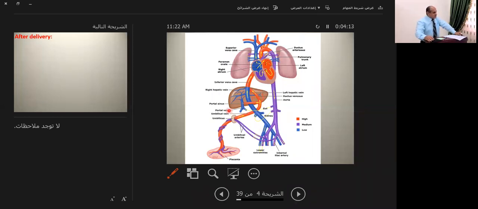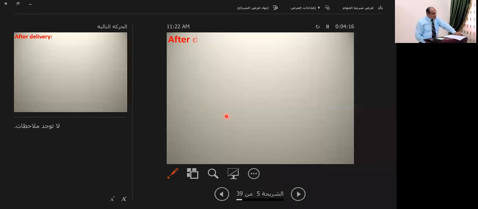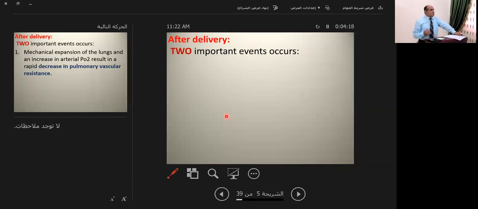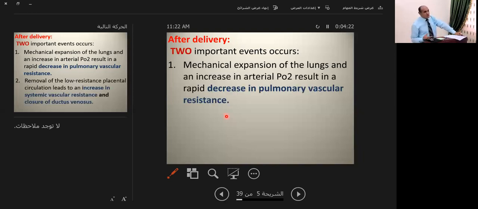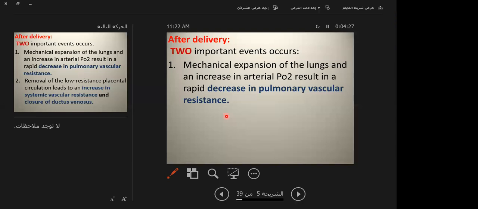After delivery, there are two important events that occur. The first one is mechanical expansion of the lung and an increase in the arterial PO2 because of the increased oxygenation of the newborn up to 100%, resulting in a rapid decrease in the pulmonary vascular resistance. So we have lung expansion after crying, oxygen saturation increases, PO2 increases up to 100%, so there is a rapid decrease in the pulmonary vascular resistance.